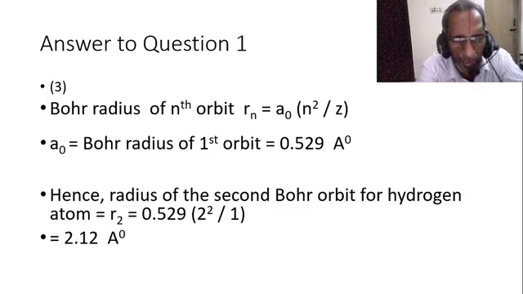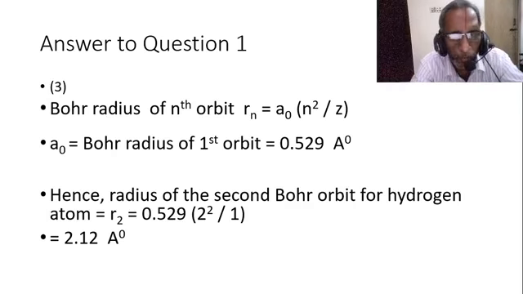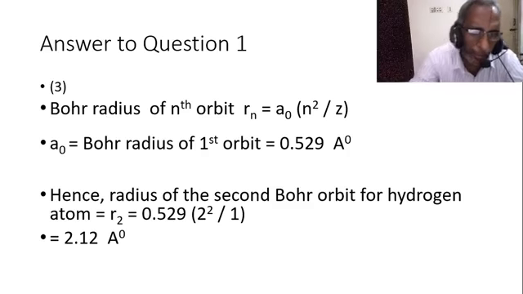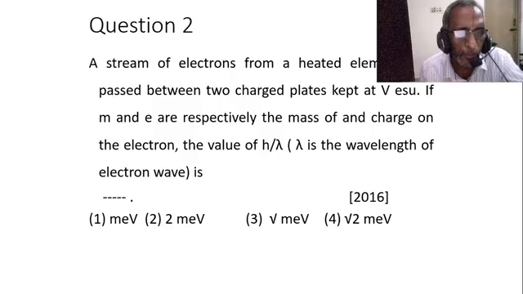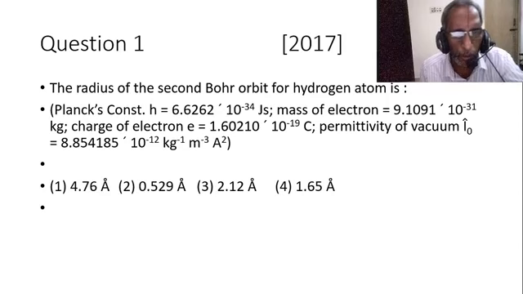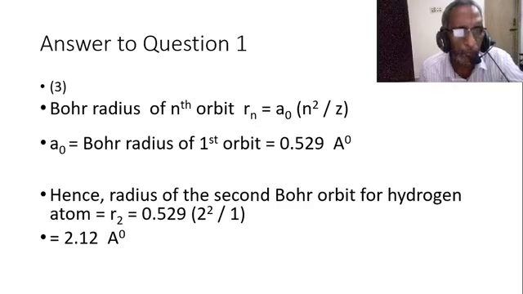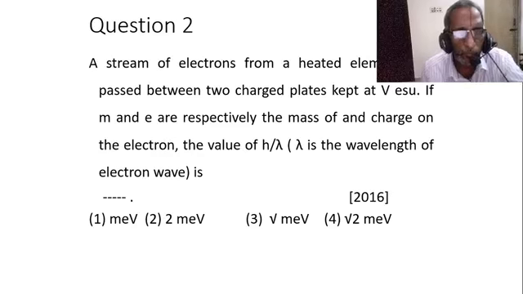So the radius of the second orbit. Second orbit means n squared is 2 squared, 4. So 0.529 into 4 by 1. On simplification, it gives 2.12 angstrom. That is option 3.